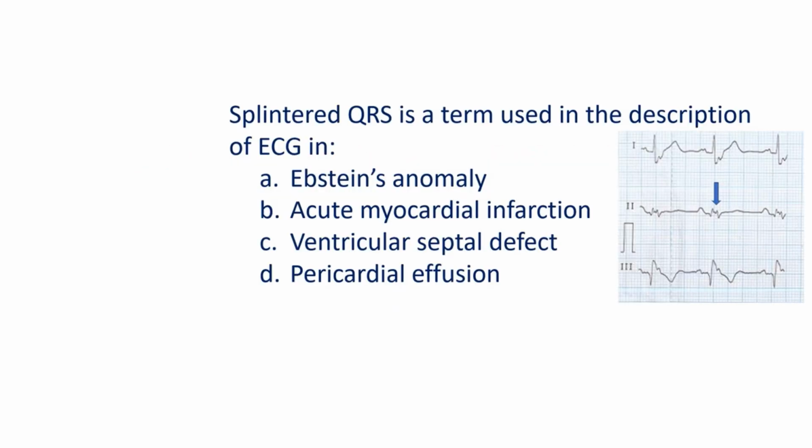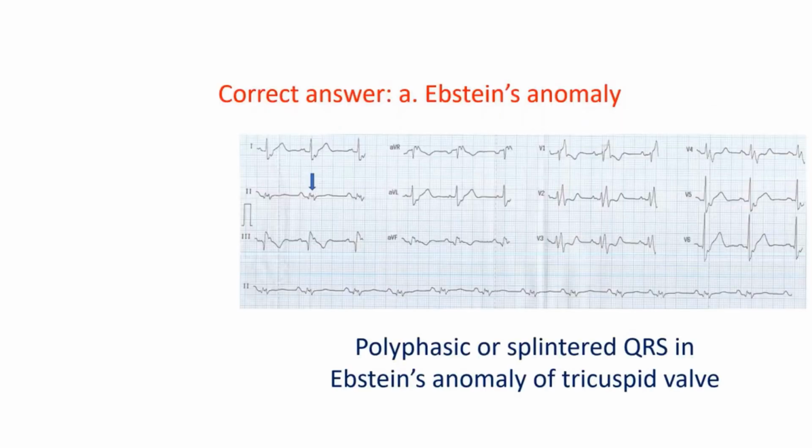Splintered QRS is a term used in the description of ECG in A. Epstein's anomaly, B. Acute myocardial infarction, C. Ventricular septal defect, D. Pericardial effusion. Correct answer A. Epstein's anomaly. A newer terminology for such multiple components of QRS complex is fragmented QRS.